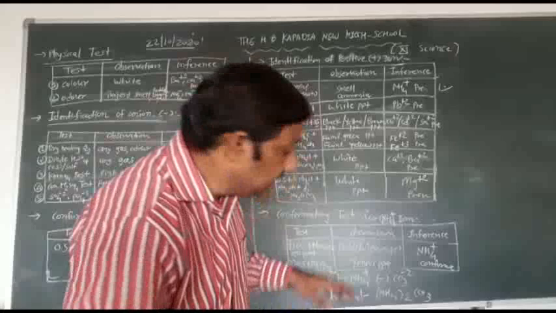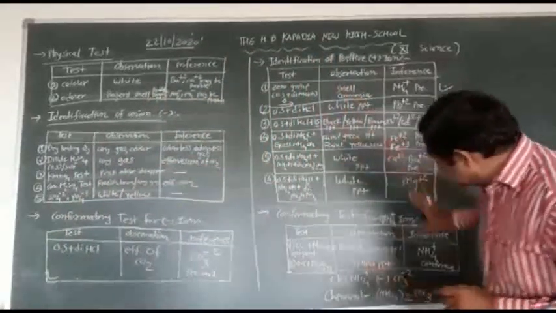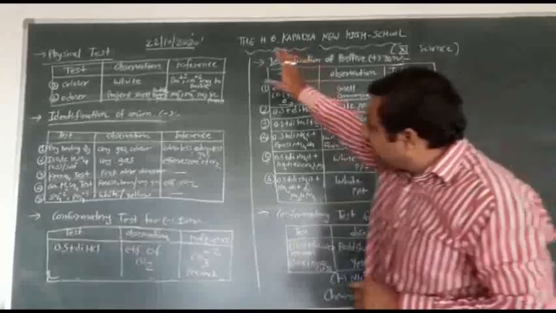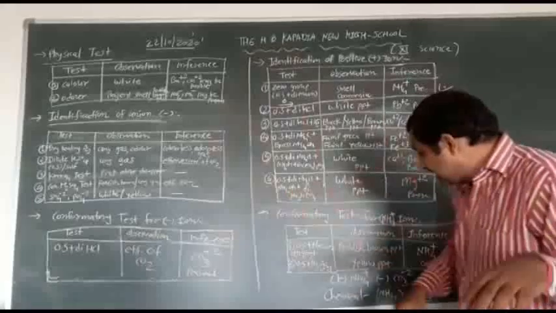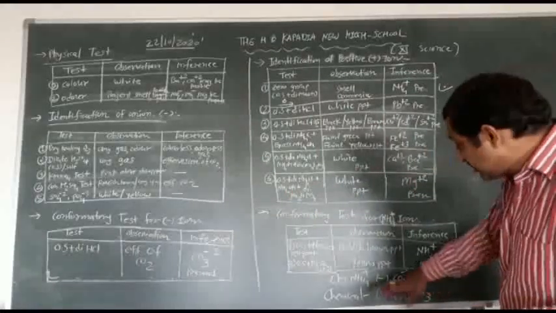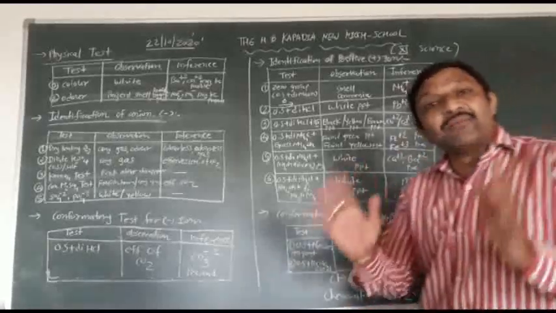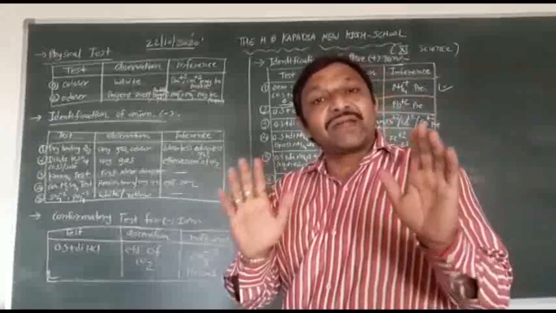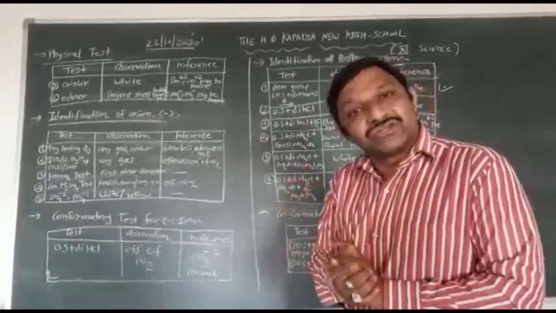In this practical, the positive ion is NH4 plus and the negative ion is CO3 minus 2, and your chemical is (NH4)2CO3, ammonium carbonate. Ammonium carbonate is today's practical, today's unknown solution.